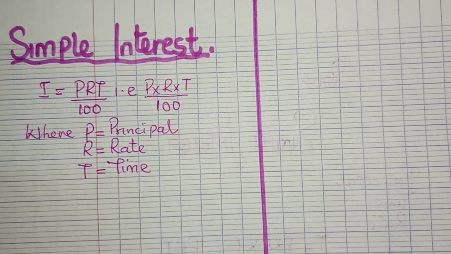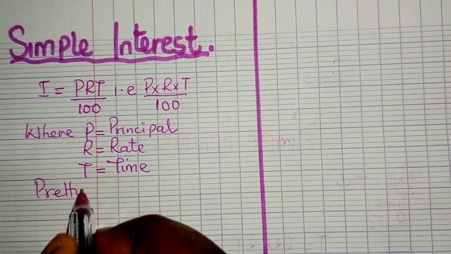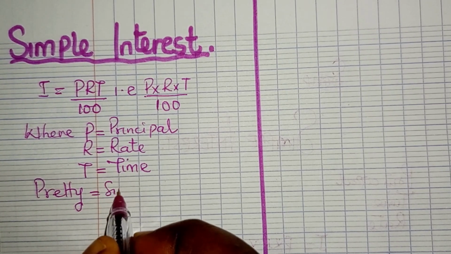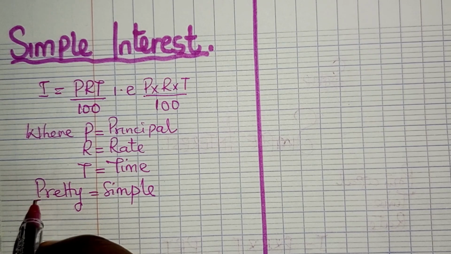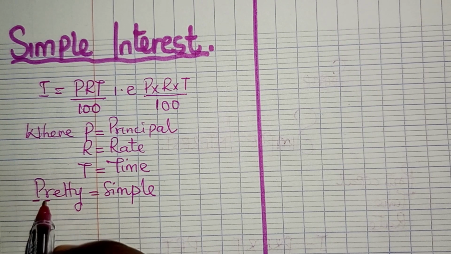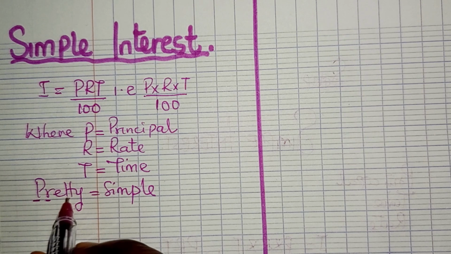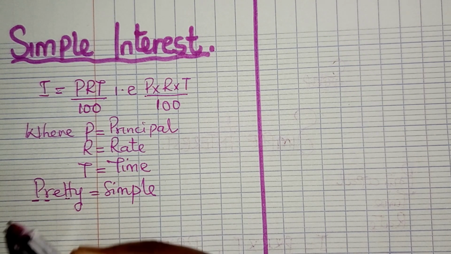PRT. Or you can simply say, Pretty Simple. That's the easiest way to remember it. P stands for principal, R stands for rate, and T stands for time. So I usually call it Pretty Simple. All right.